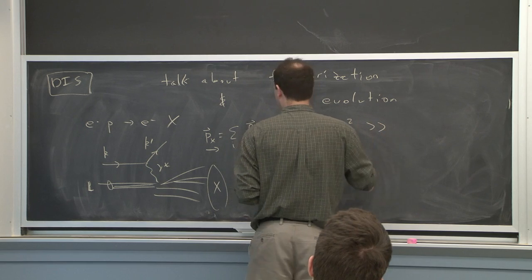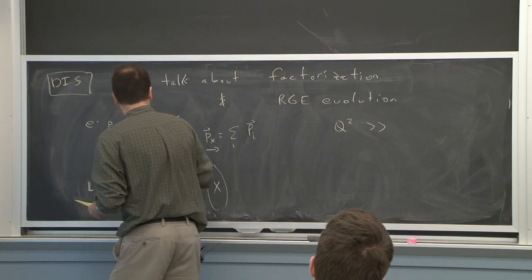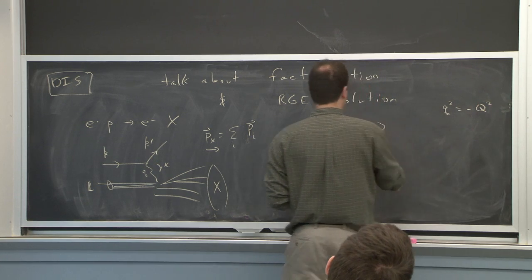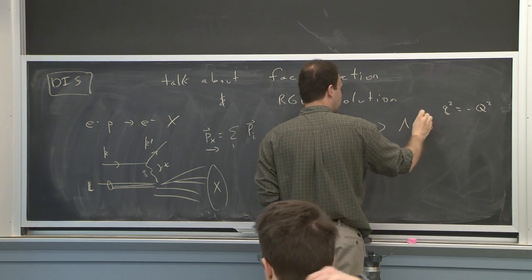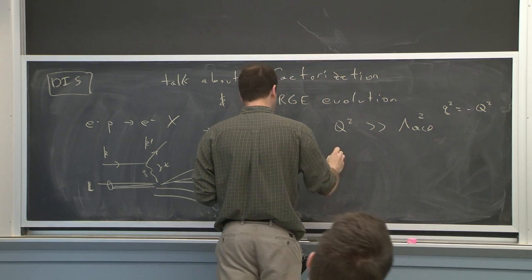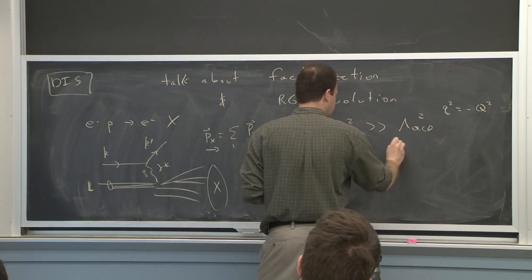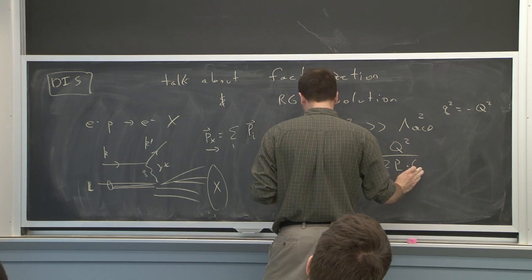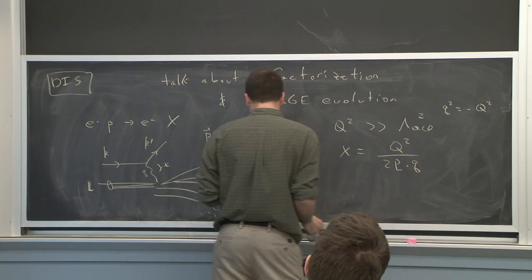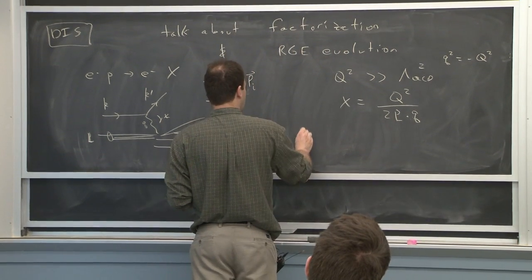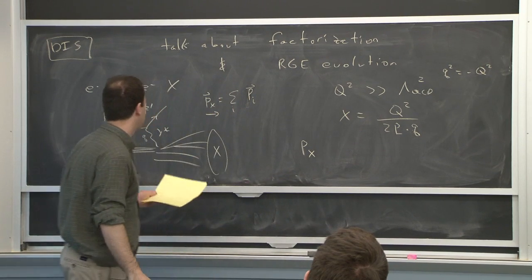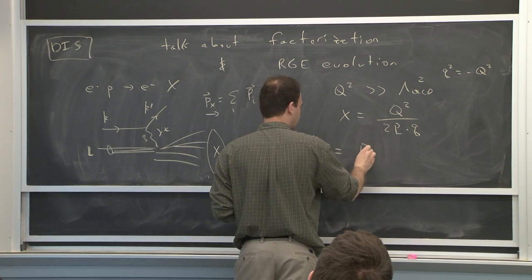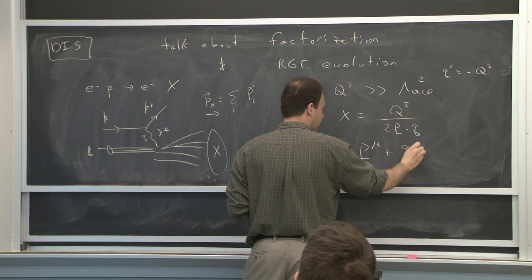Q of the virtual photon, so this is q. Little q squared is minus capital Q squared, and this thing is much bigger than Lambda QCD. Bjorken x is capital Q squared divided by this dot product. And you can talk about P_X, which is the P_X^mu. And by momentum conservation, that's the proton momentum plus whatever momentum came in from the leptons, q.